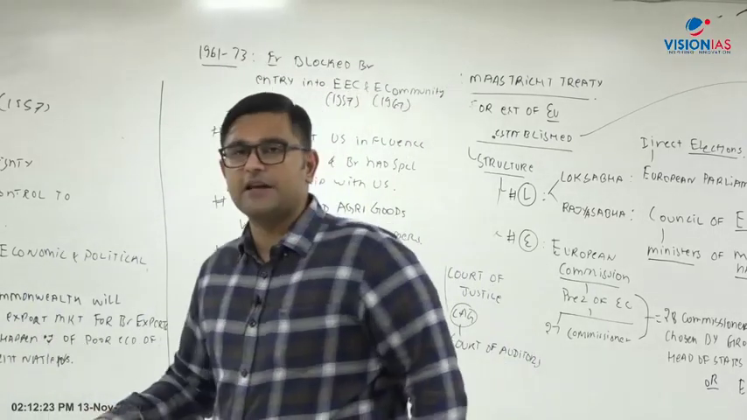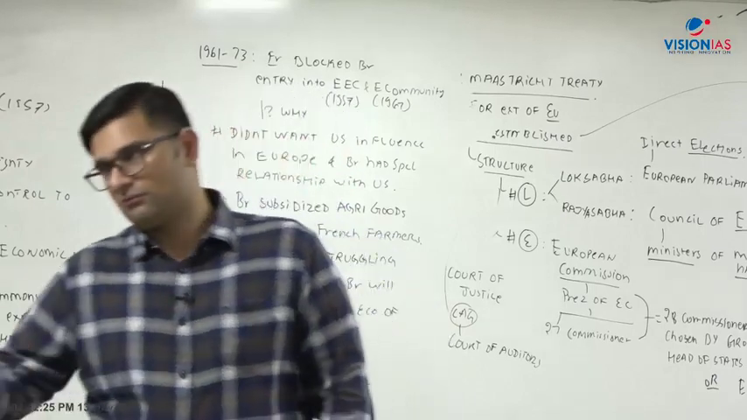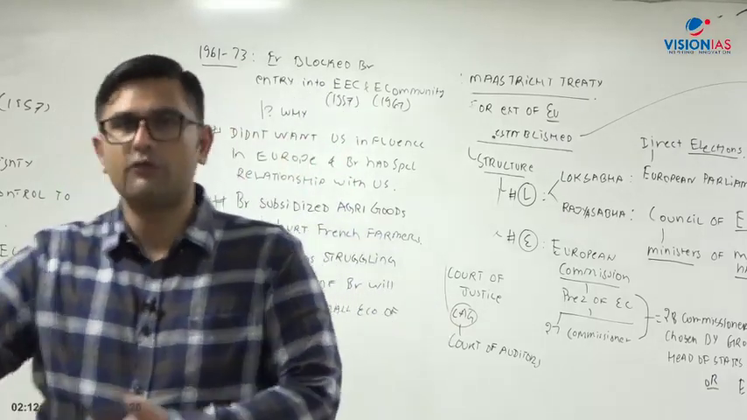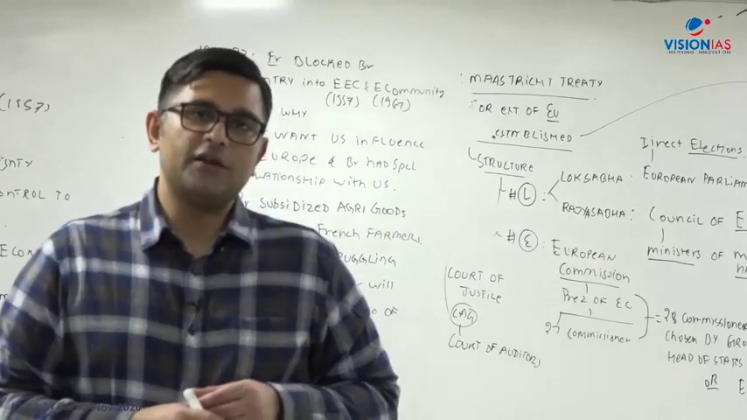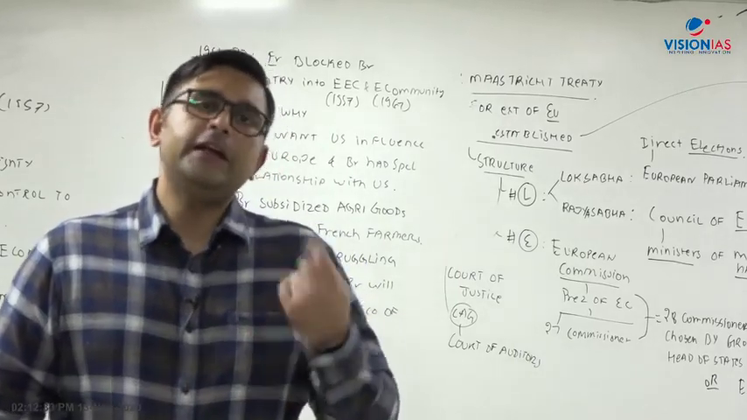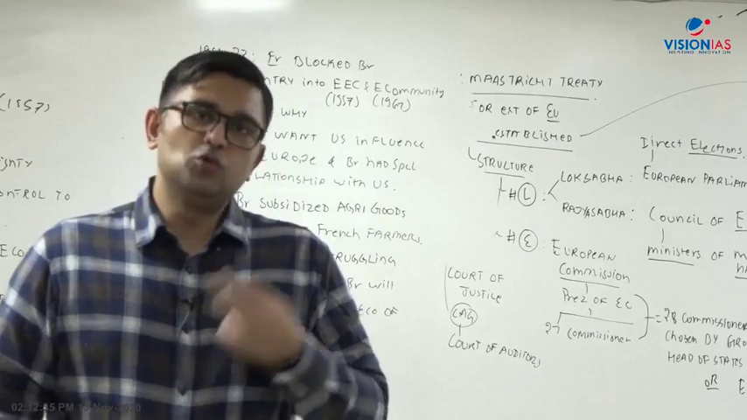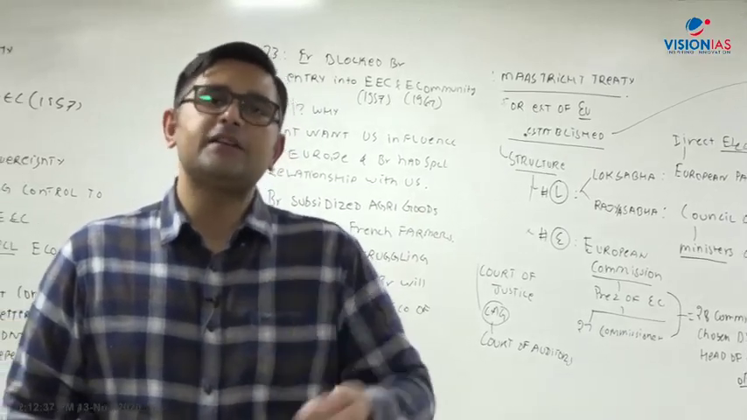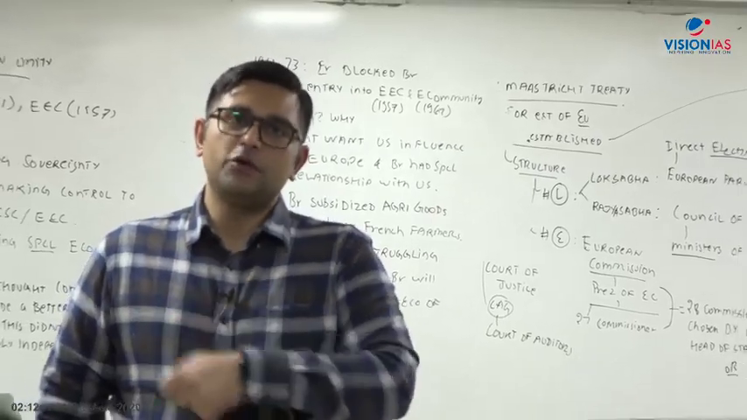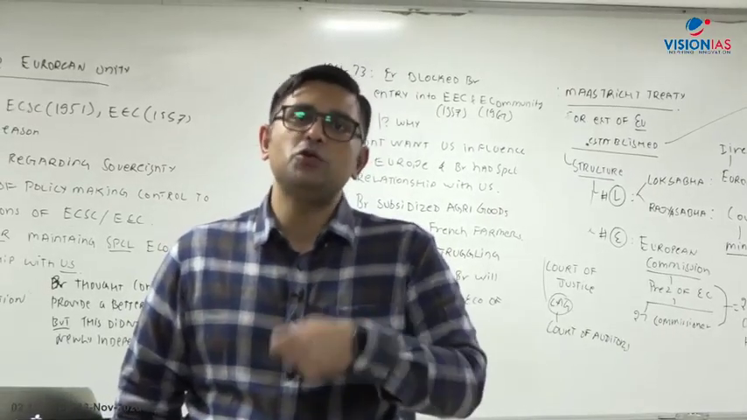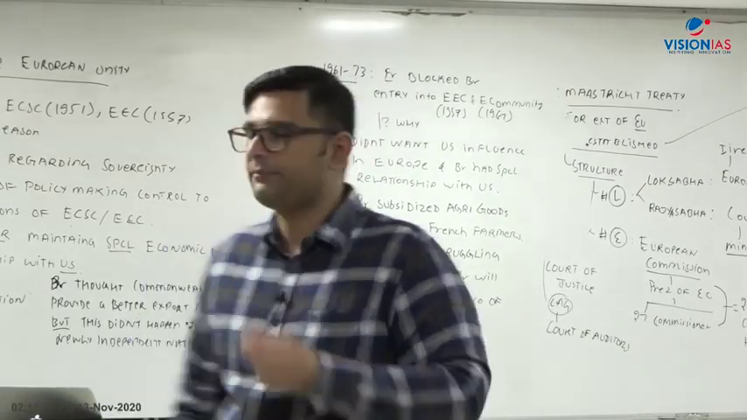Finally, in 1969, Mr. Charles de Gaulle is removed from power, basically he exits, he is no more in power after 1969. After that, finally, the new government loosens its stand, and finally in 1973, the Britishers enter the European Community, because the European Economic Community had been converted into the European Community in 1967.